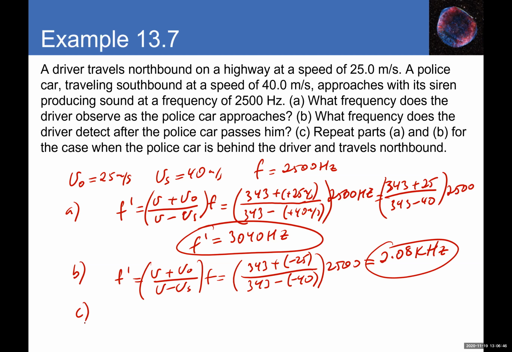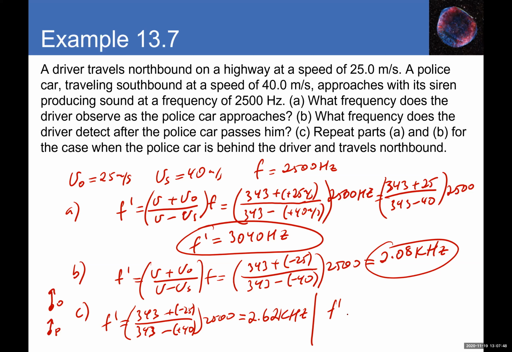Let's look at part C. It says, repeat parts A and B for the case when the police car is behind the driver and travels northbound. That means the observer is moving northbound and the police car is moving northbound, but at first it is behind the driver, then passes and goes in front. So for the first one, F prime equals 343 plus over 343 minus, times 2500. Let's see what we get. Here's the observer and here's the police car. The observer is moving away from the source, but the police car is moving toward the observer, so this is negative and this is positive. If I calculate, I get 2.62 kilohertz.